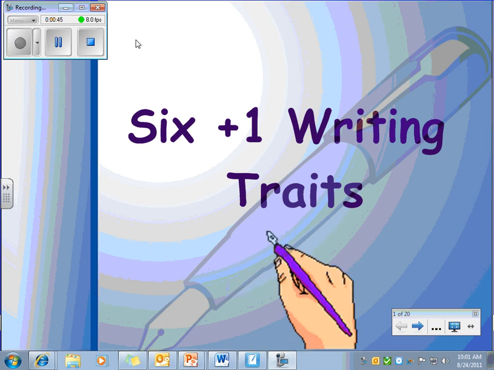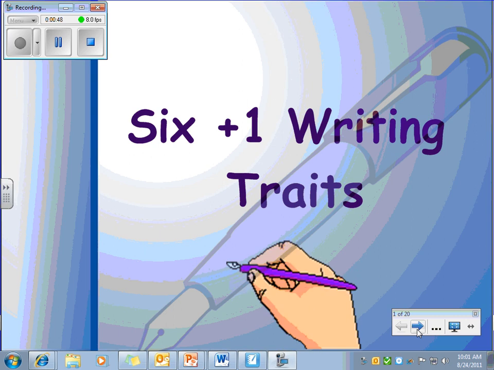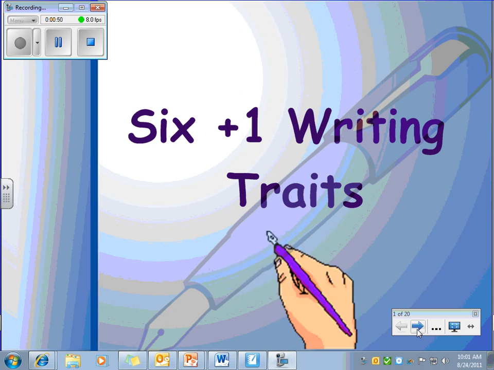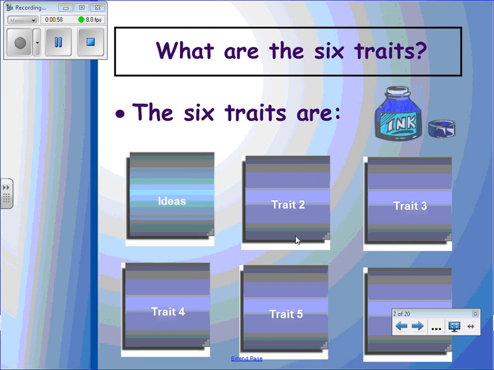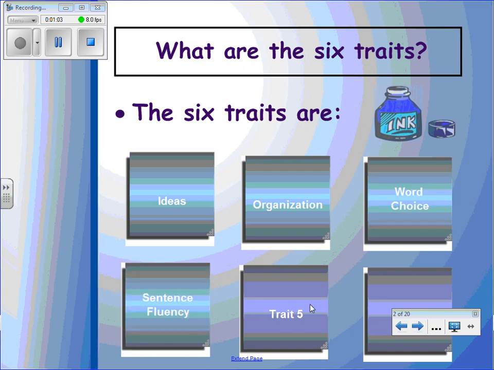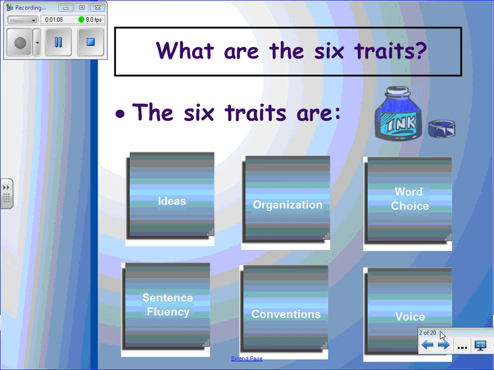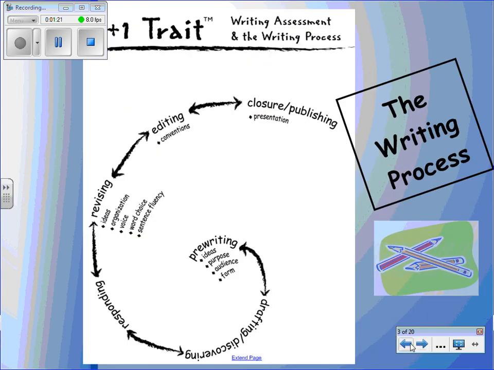So, the six writing traits. You should have learned them in sixth grade, probably seventh grade as well, but it's very simple even if you don't remember. There are six traits that you should have when you write. Trait one, ideas. Trait two, organization. Trait three, word choice, sentence fluency, conventions, and last but not least, voice. These are the six writing traits. You need to use them every single time you write, no matter what type of writing. Now we're going to go over them in more detail.